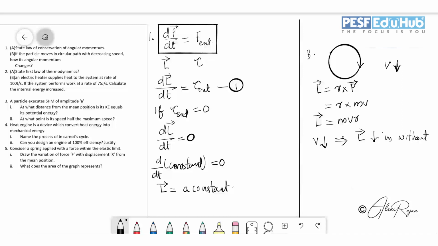Without change in direction. This is the thing. Understood? So this is the first question. So we are just going to deal with it quickly. Pause the video, or just go through that and understand the things very fast. I hope you understood the first question.